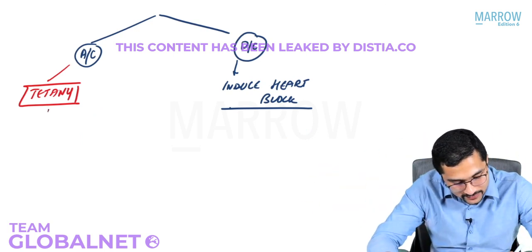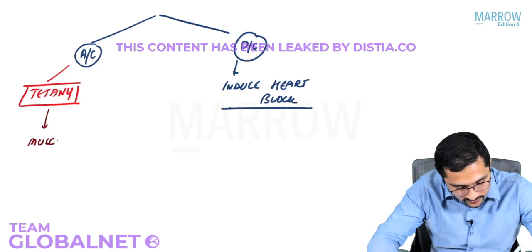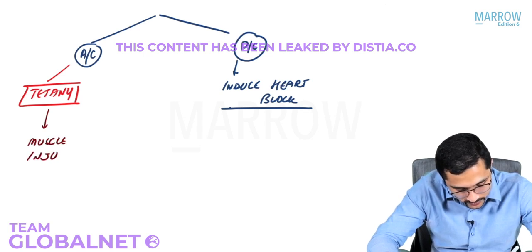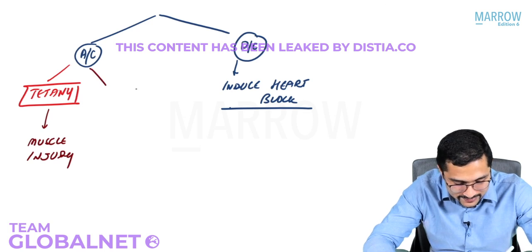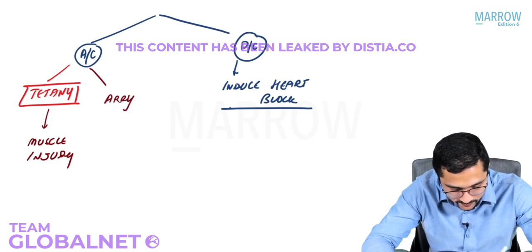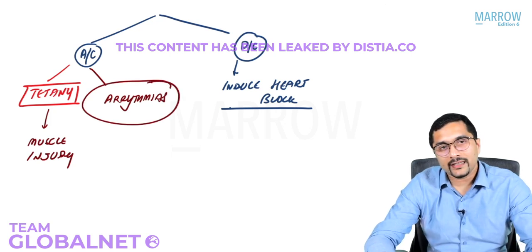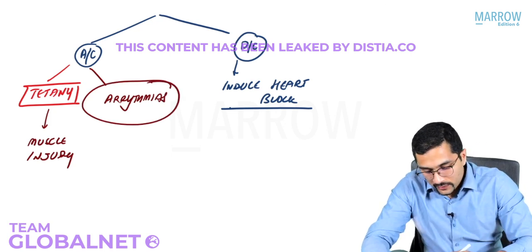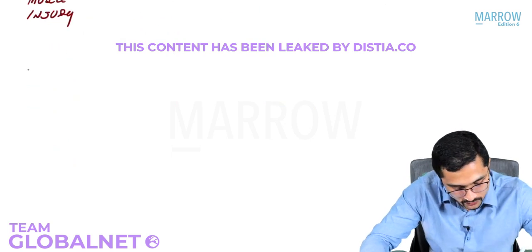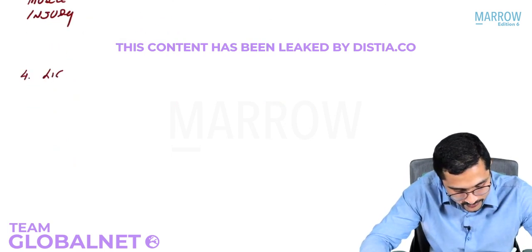And this tetany can also lead to muscle injury, which can lead to myoglobinuria. And AC current can also induce arrhythmias, which I've already told you are the most common cause of death in electrical burns. Now, the final special situation which I want you to know for the exam is lightning injury.